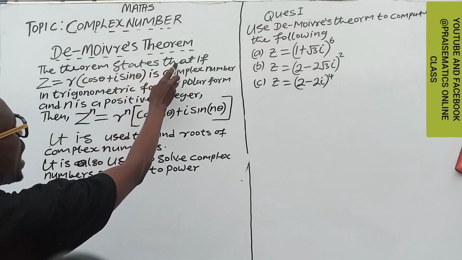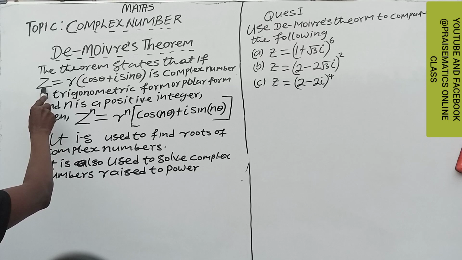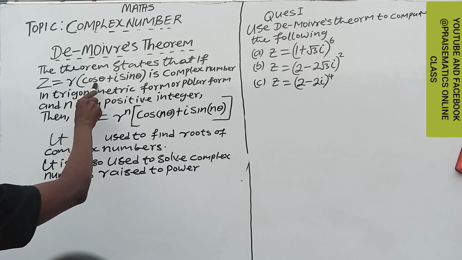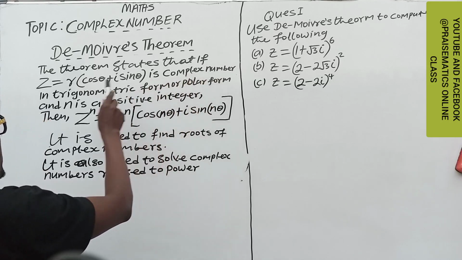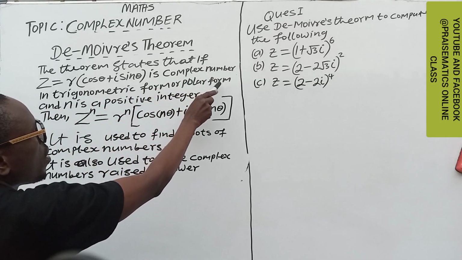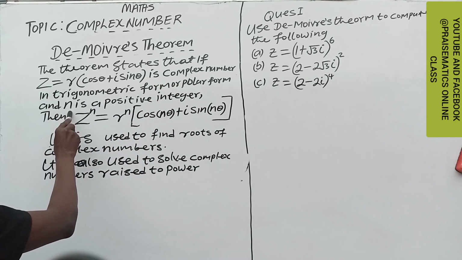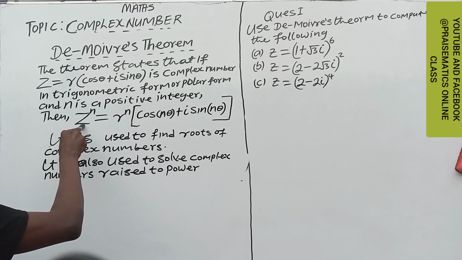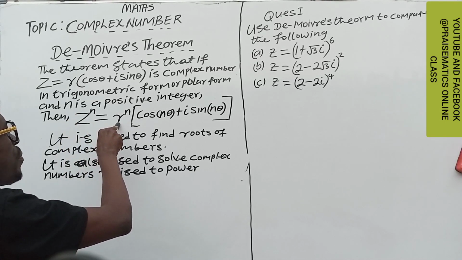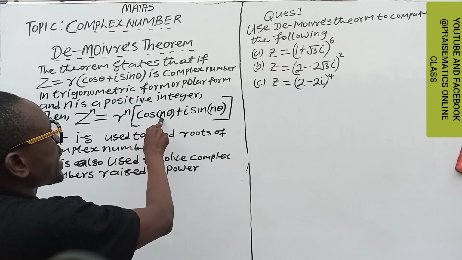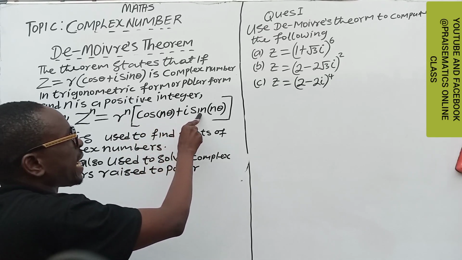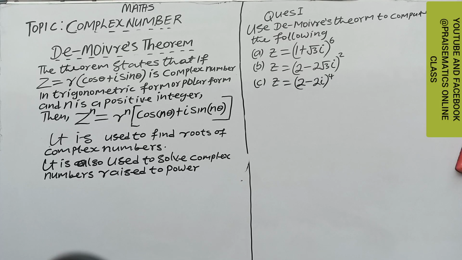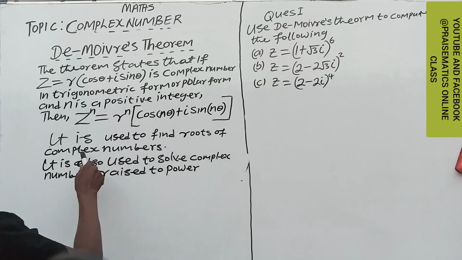The theorem states that if z, a complex number, is equal to r cos theta plus i sin theta, which is a complex number in trigonometric or polar form, and n is a positive integer, then the complex number z raised to power n is equal to r raised to power n into cos n theta plus i sin n theta.